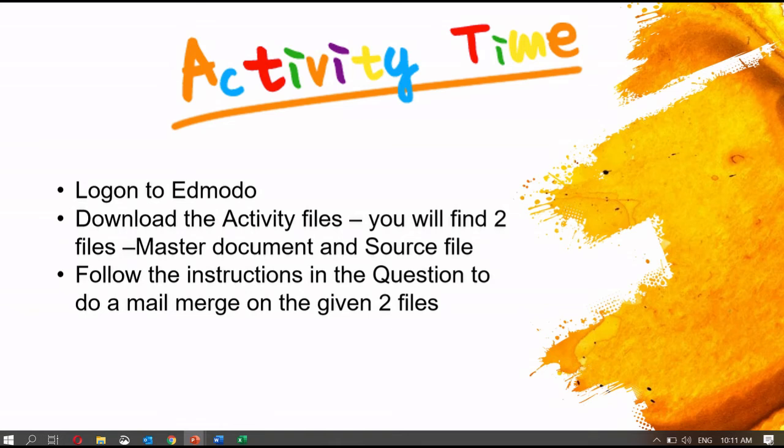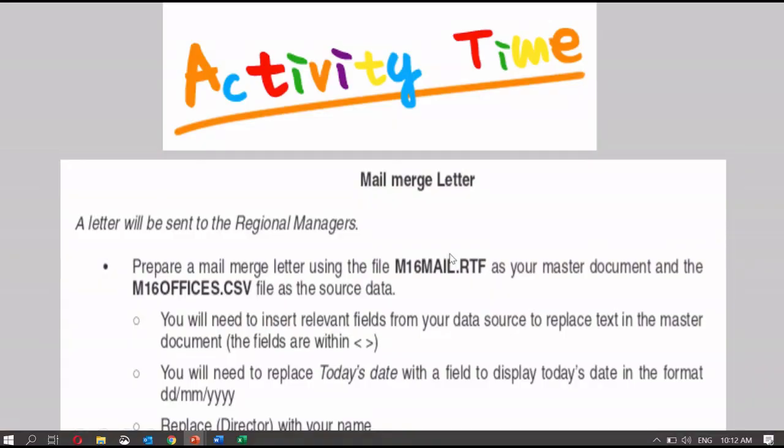Your activity for today is to download the two files given to you. You will find one master document and one source file, and then follow the instructions given here in this question, and this is the question you need to complete using your master document and source file. So you can see here the question says you have to prepare a mail merge letter. The file you have to use is m16 mail.rtf. You will find this in your Edmodo, and you have to use m16 offices.csv. This Excel sheet also you will find on Edmodo.